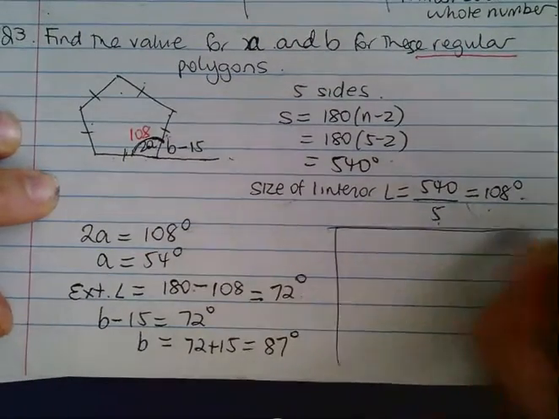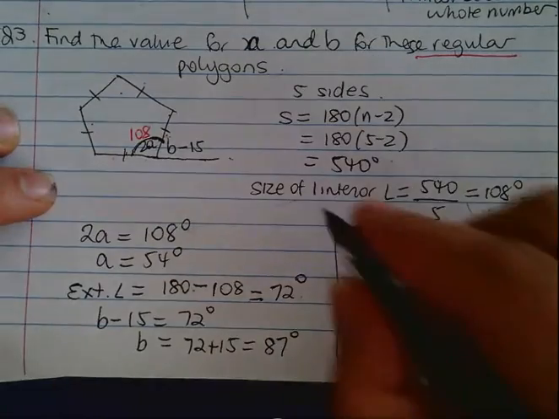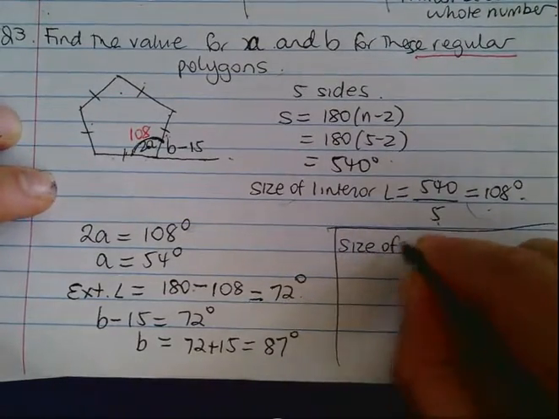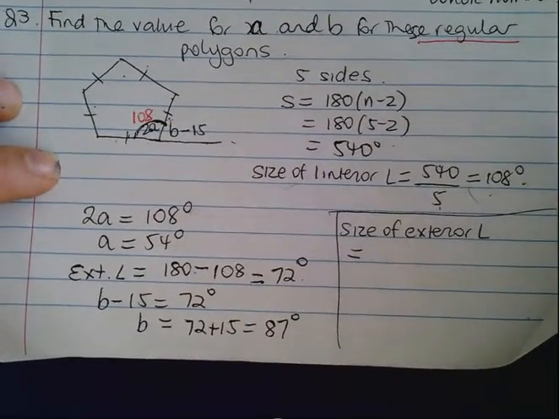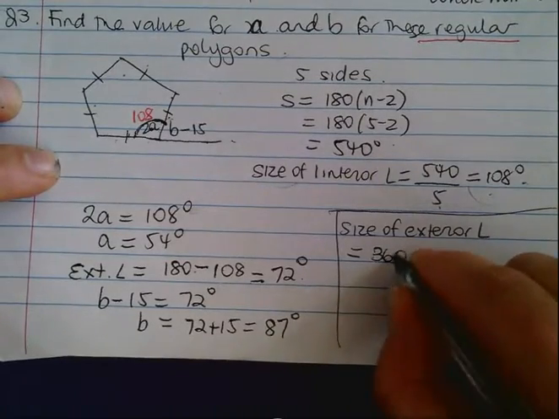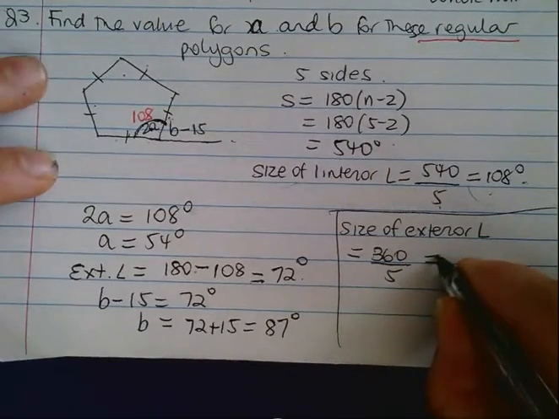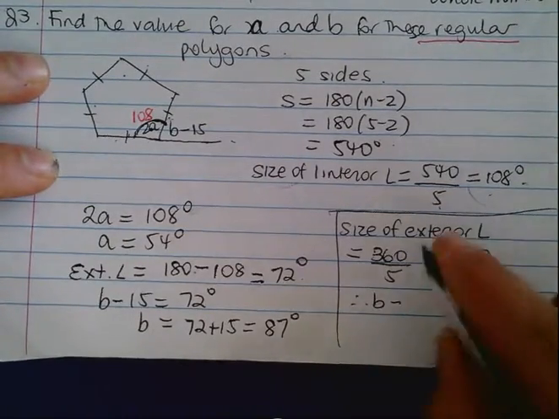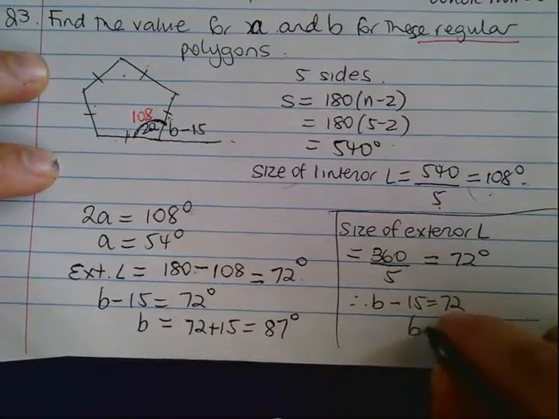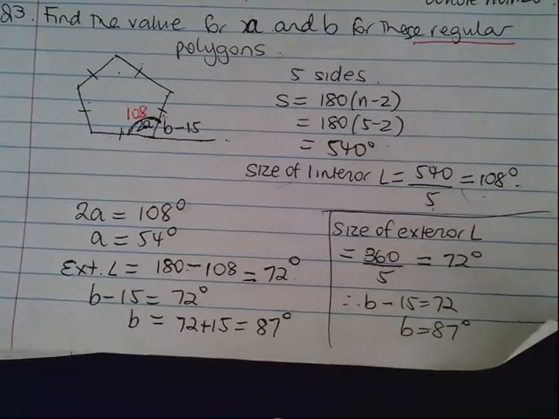Another method to work out the B minus 15, please. How else could I work out the size of the exterior angle? Give me another method. The sum of them all is 360. So I could have gone 360 divided by 5, which is 72. So that's the other method. B minus 15 is 72, so B is 87. Okay, so girls, you can find the exterior angle 2 ways. 360 divided by how many sides? Or if you know the interior one, the exterior one and the interior lie on a straight line.